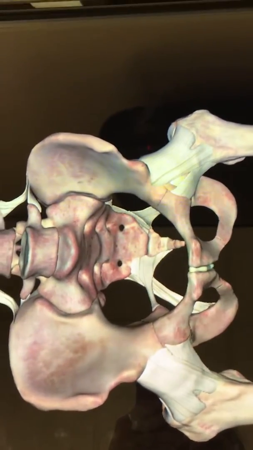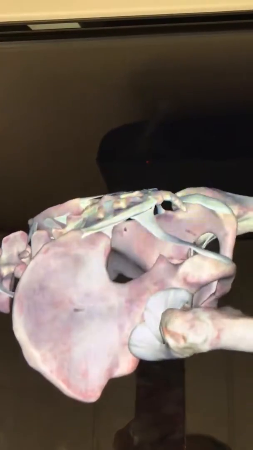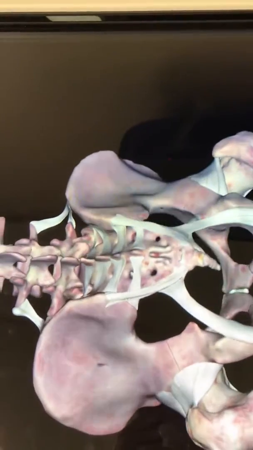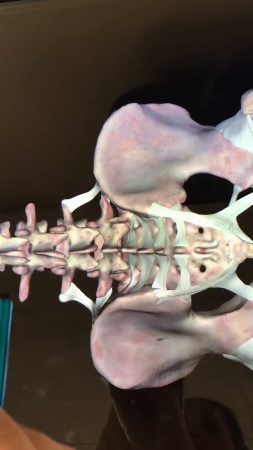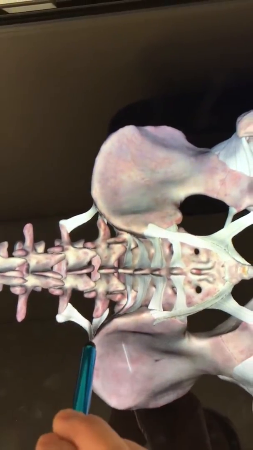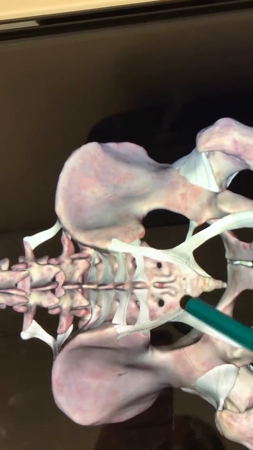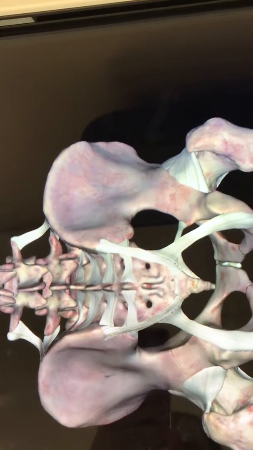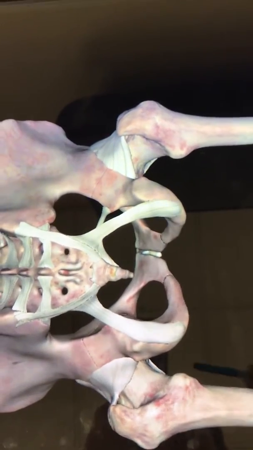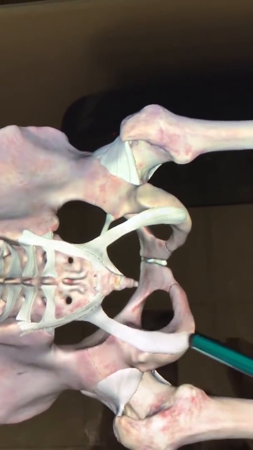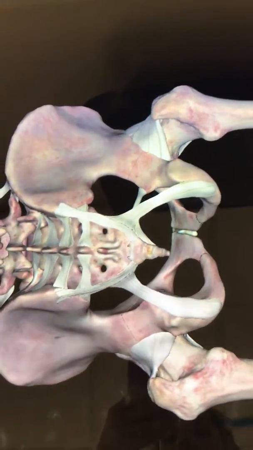Okay. Let me rotate our image so that you can see these ligaments from the posterior view. Again, starting up more superior, you can see the iliolumbar ligaments. Here you can see the collection of posterior sacroiliac ligaments. Here you've got a very nice view of the sacrotuberous ligament here and here.